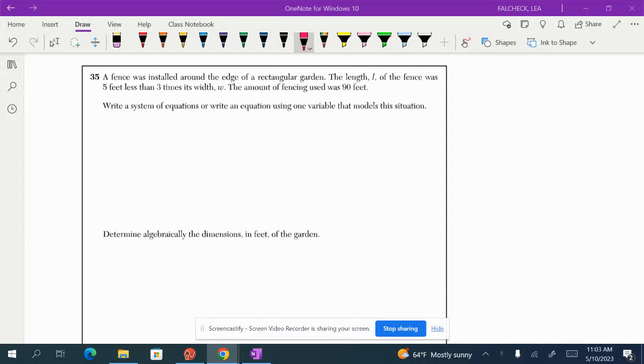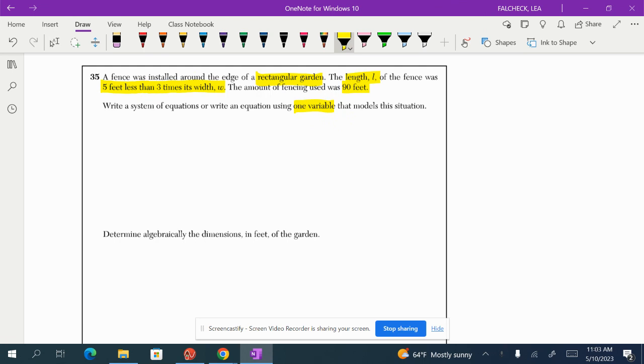Number 35. A fence was installed around the edge of a rectangular garden. The length L of the fence was 5 feet less than 3 times the width. The amount of fencing used was 90 feet. Write a system of equations, or write an equation using one variable that models this situation.